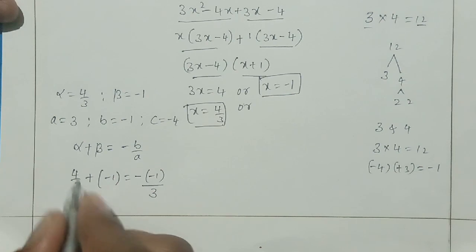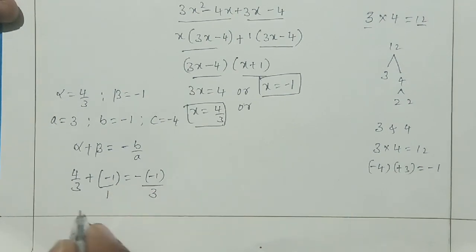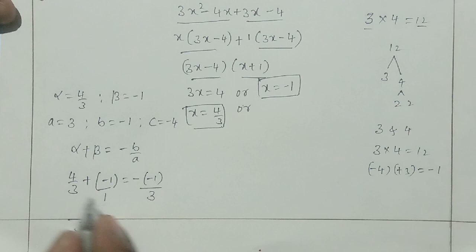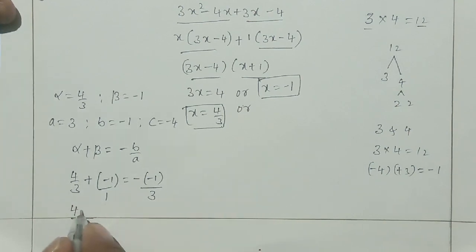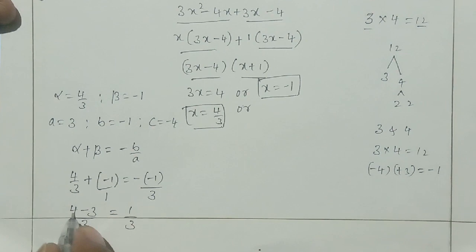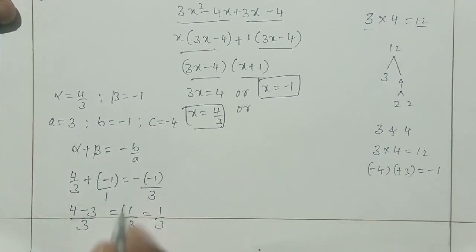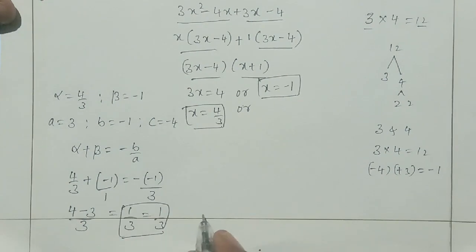Okay, 4 by 3 plus minus 1. The LCM of these two is 3. So minus into minus is plus 1 by 3, and 4 minus 3 is 1 divided by 3, so 1 by 3 as it is. Hence verified the sum of the zeros.